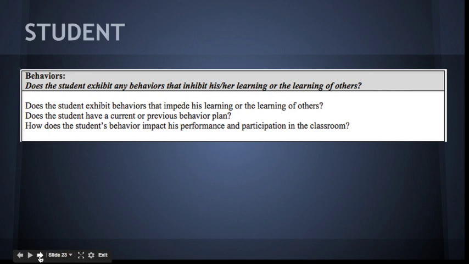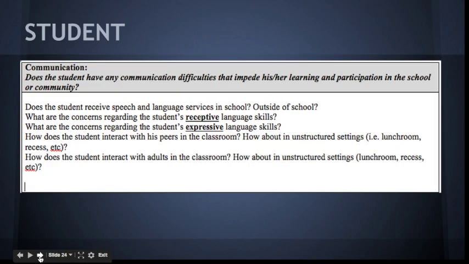Behaviors. Does the student have any behaviors that might impede his ability to learn or the ability of others to learn? And if they have an FBA, what are some of those behavior goals they're working on? Communication. If the student does receive speech and language services, what is the student's receptive language? What is the student's expressive language? How is communication affecting their ability to make academic growth or participate in that general education environment?